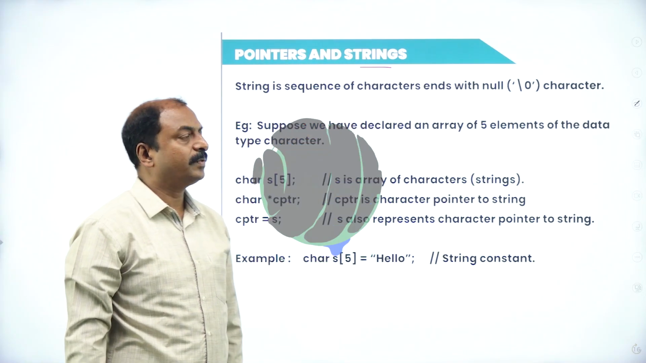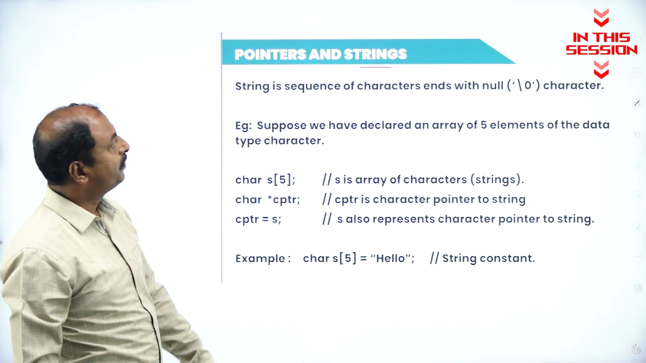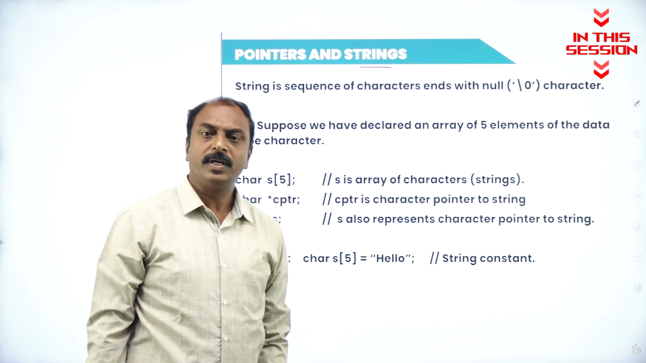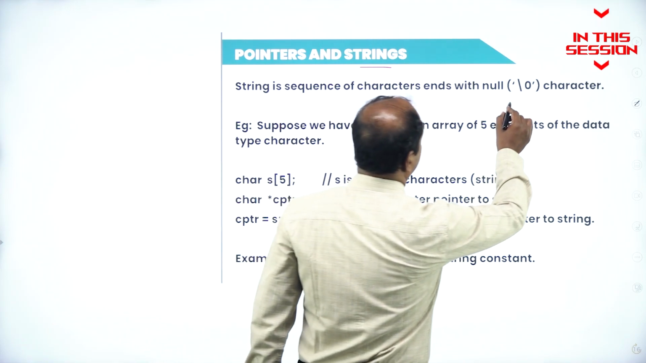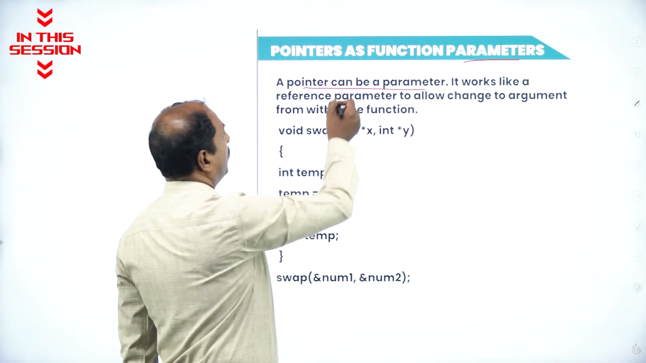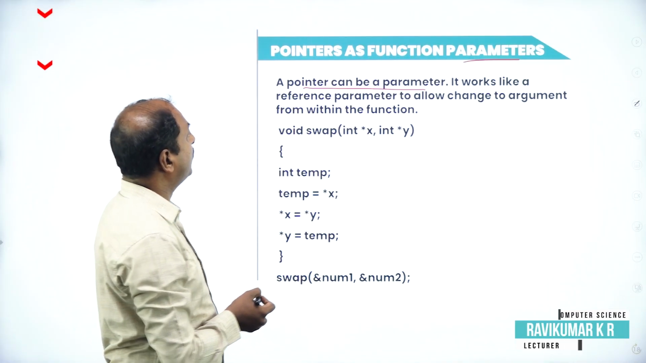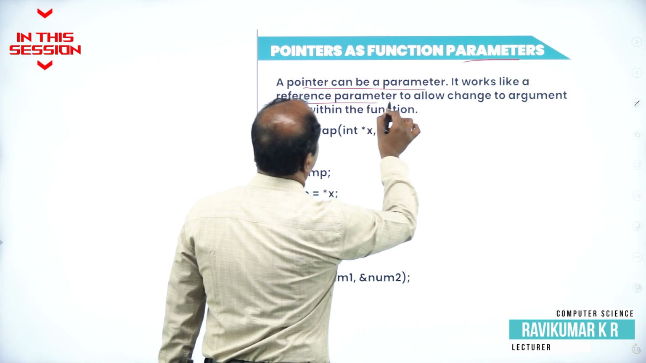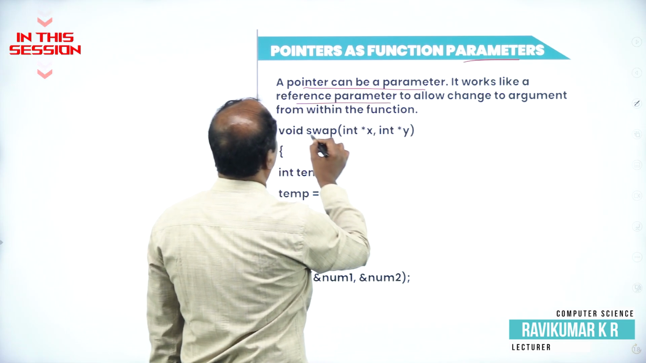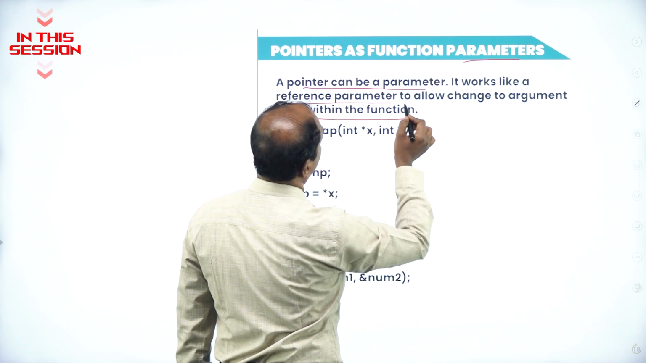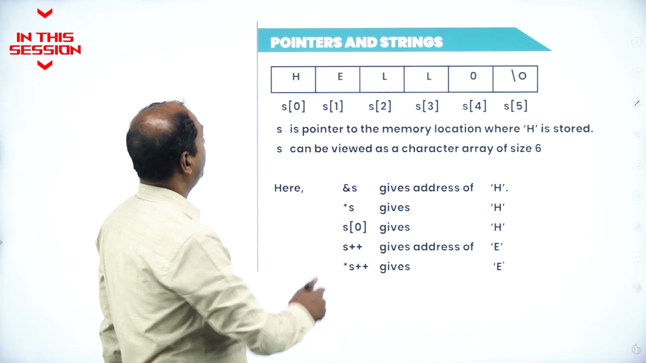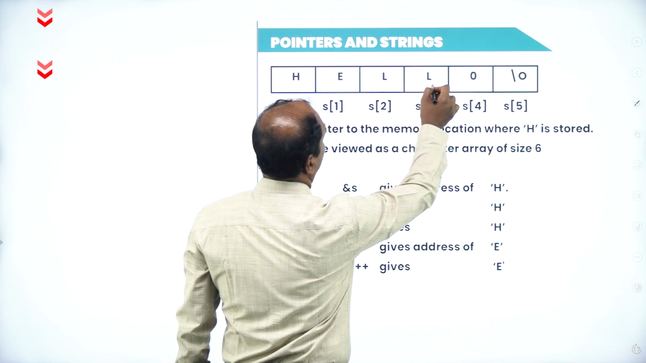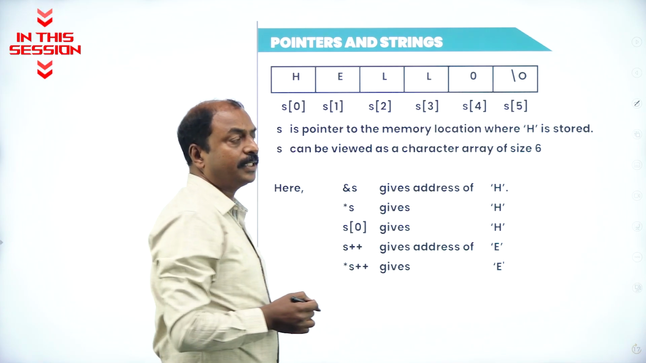A string is nothing but a group of characters which are enclosed in a pair of double quotation marks, and each and every string ends with a null character. A pointer can be a parameter. It works like a reference parameter to allow change to the argument from within the function. Whenever you declare an array, it's going to reserve 5 spaces, 1, 2, 3, 4, 5, and the last one is the null character.